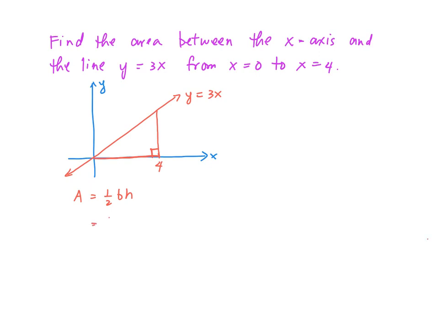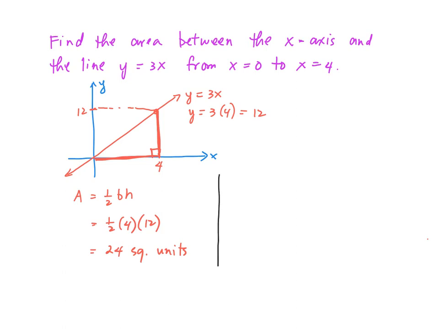So here, it will be 1/2. The base will just be this, and that length is 4. The height, although we are not given the height, is actually the y coordinate of this point. Although it's not given, because we know the x coordinate is 4, we just solve for y. y is equal to 3 times 4, that is 12. So it means it's 12 here, and that's the height. And that will be 2 times 12, so 24. 24 square units, or 24 units squared, is the area of this triangle.